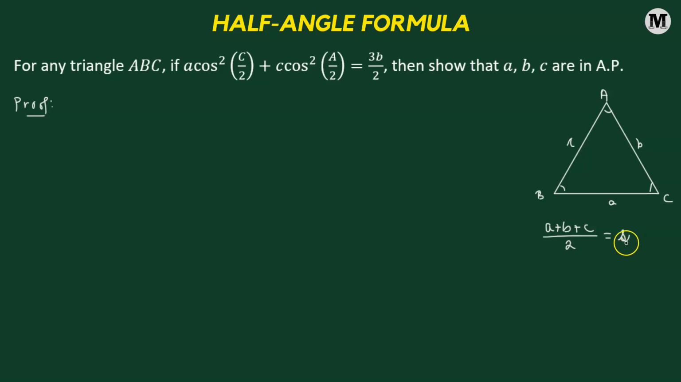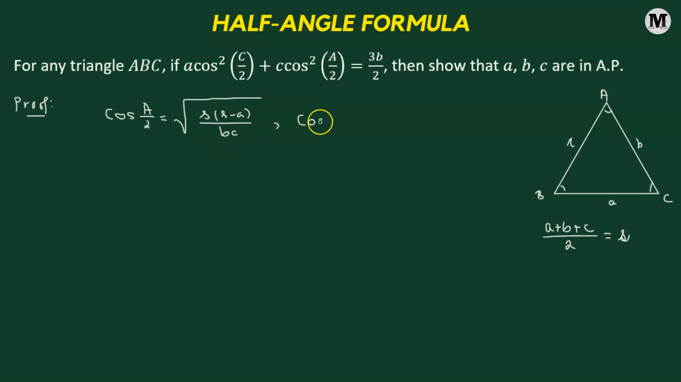The reason why we are mentioning the semi-perimeter of a triangle here is because with the help of the semi-perimeter s, we can define the half-angle formula for the cosine function. Now we know that cosine of A over 2 is given by the square root of s multiplied by s minus a divided by bc.